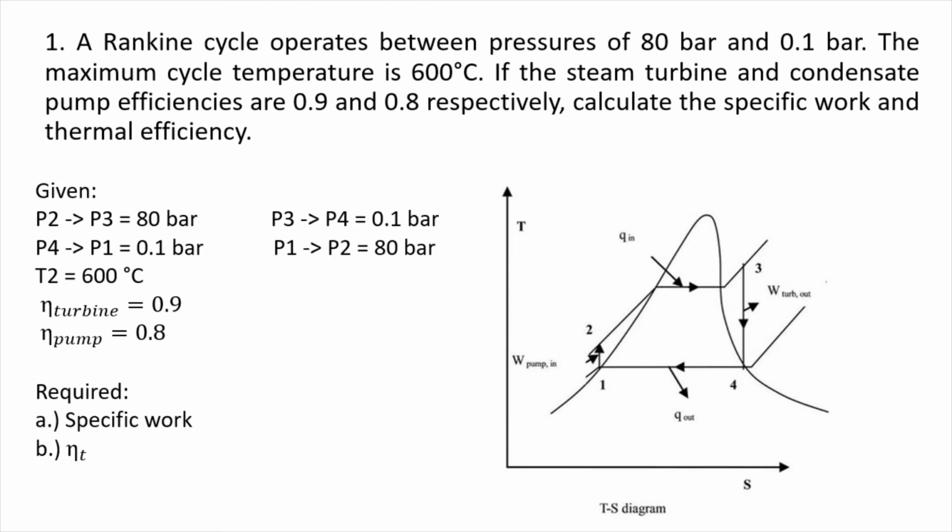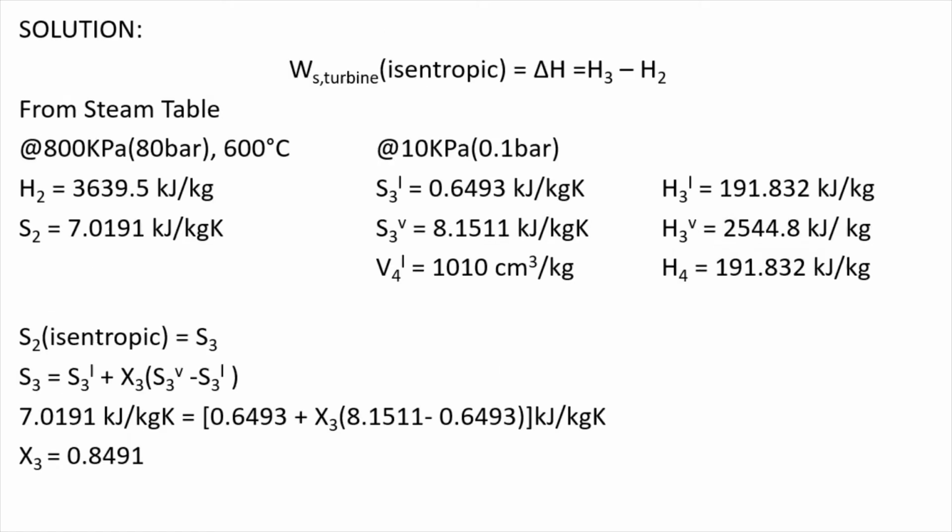The efficiency of turbine is 0.9 and the efficiency of pump is 0.8. Required is the specific work and the thermal efficiency. The isentropic work of the turbine can be calculated by H3 minus H2. From the steam table, we can get the enthalpy and entropy values at 800 kilopascals and 600 degrees Celsius. And we can also get the saturated liquid and saturated vapor values of entropy, enthalpy, and volume at 10 kilopascals.